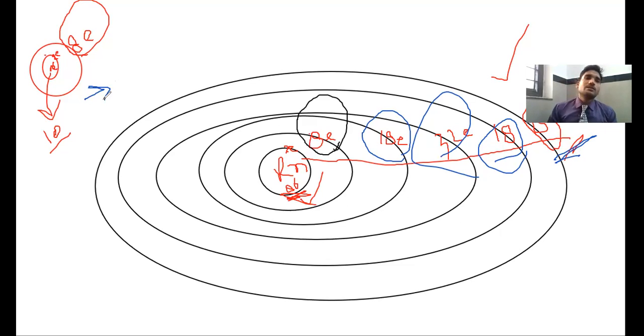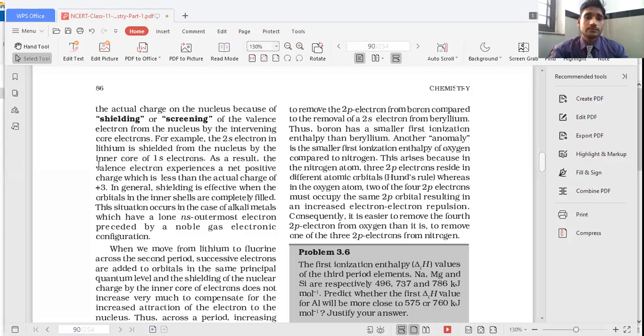So this effect, due to which the force of attraction of the nucleus on the outermost electrons is decreased by the penultimate electrons. Penultimate means the electrons before that, the electrons of the inner orbits. This is called the shielding effect. Clear? Shielding effect or screening effect. Fine. Let's move on.